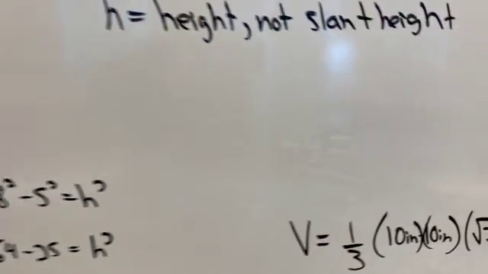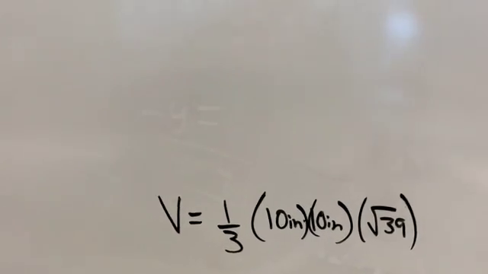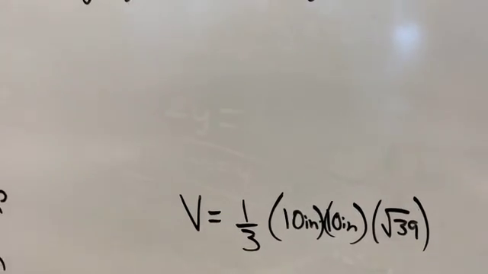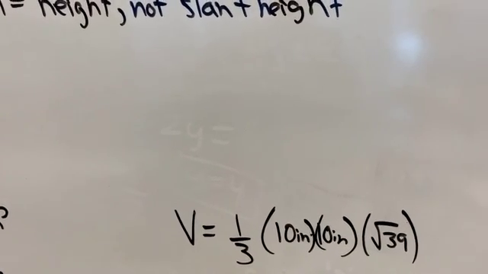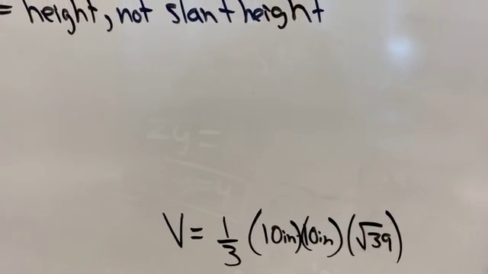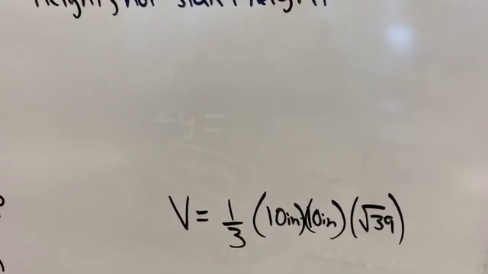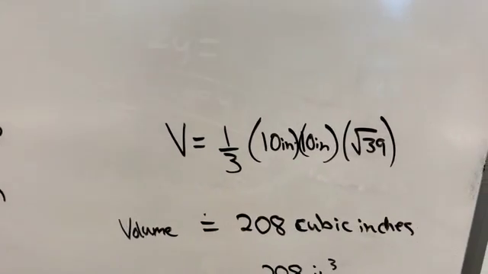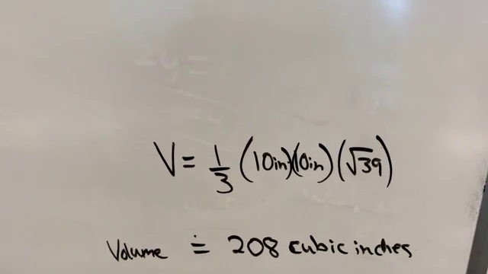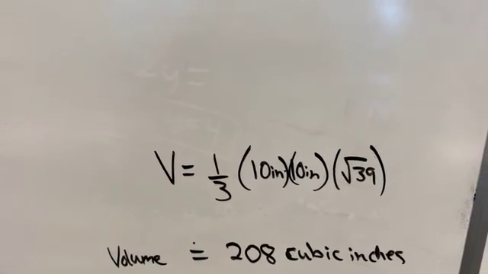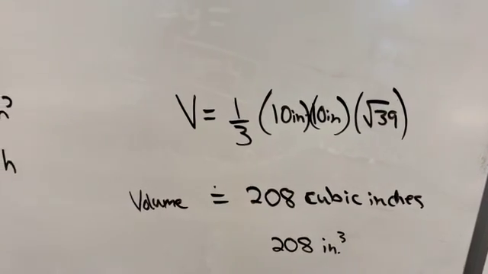Now I can jump over to my formula and say, okay, volume of a square pyramid should be 1/3 times 10 times 10 for the area of the base, and then multiply by the height, the actual height of the pyramid, and crunching those numbers, I got approximately 208 cubic inches. And you can write cubic inches in words as they often do, or as inches cubed that way.